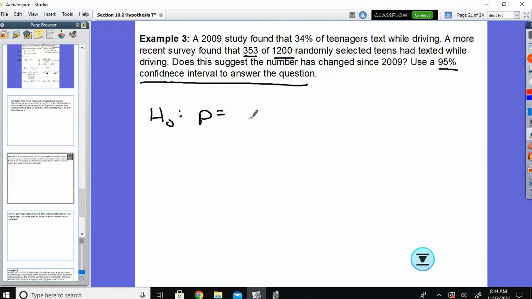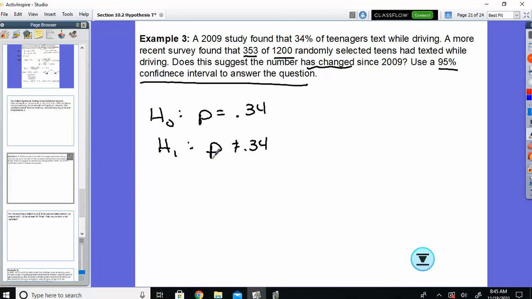So we still need our hypothesis. The null hypothesis is that the proportion is equal to what? 0.34. What is my alternative? I just asked if it has changed. So not equal to. The p is smaller, so I might have asked, has it decreased since then? You just have to watch the wording of the question, which way they want us to find it.